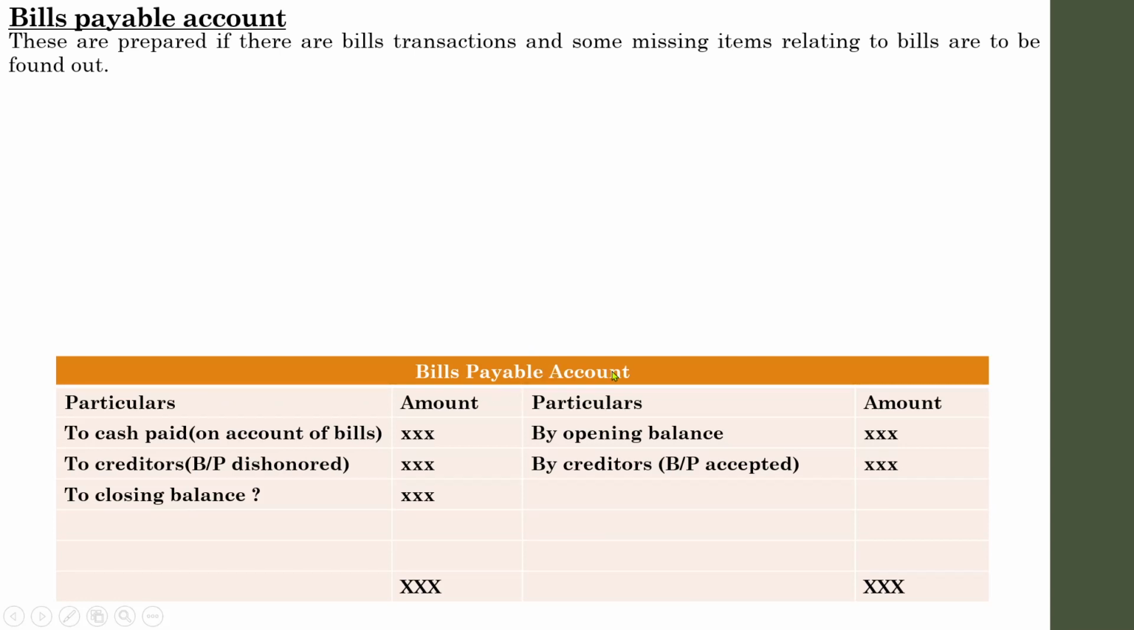Since it is a liability item, the opening balance is on the credit side and the closing balance is on the debit side. Usually this will be the missing figure. This depends upon the question. If opening and closing are given, any of these three items has to be found out. So to cash paid, whenever cash is paid, it is shown on the debit side. To creditors, whenever bills payable is dishonored, and whenever a bill is accepted, it is shown on the credit side. So let us deal with the case study, then we will get a clear picture.